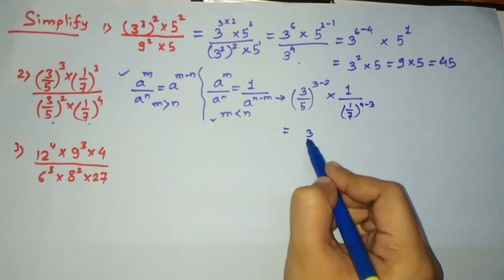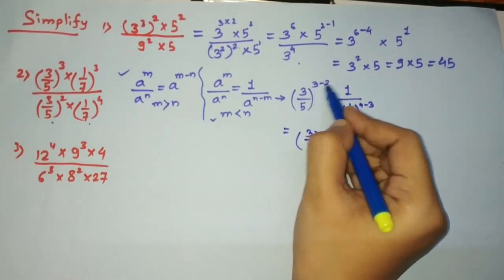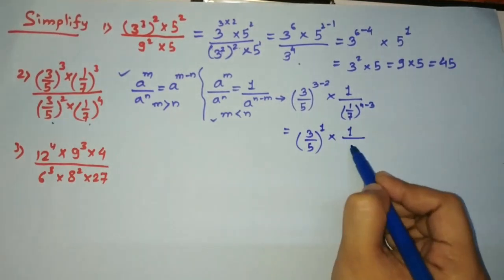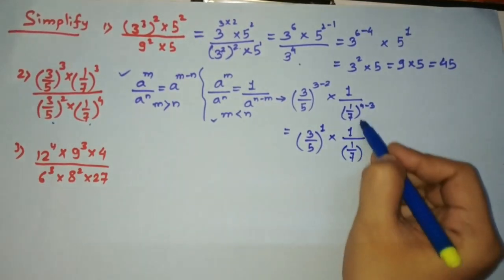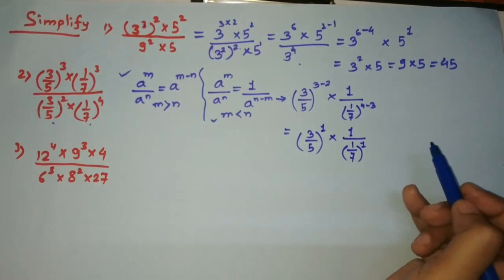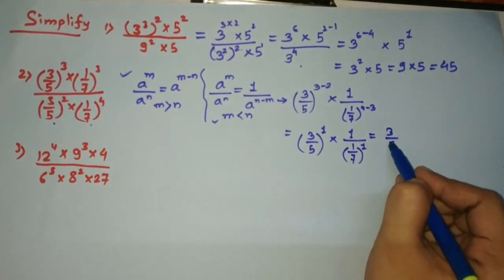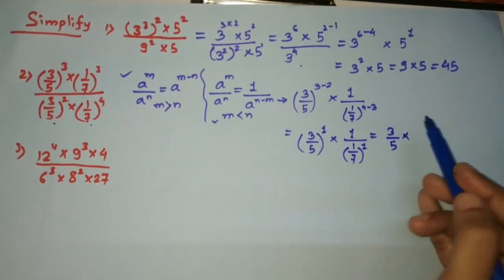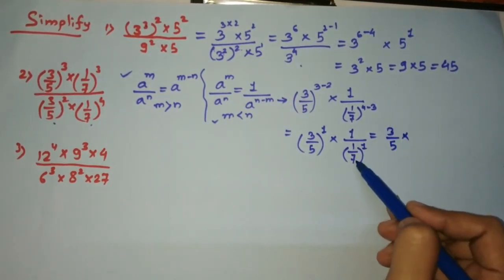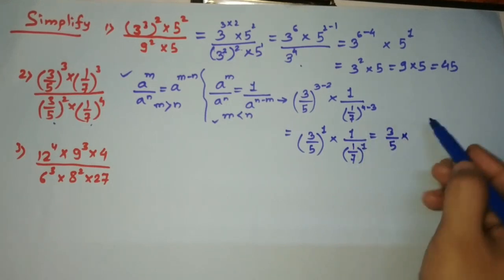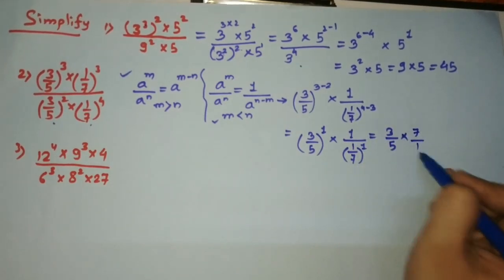So we'll get 3 by 5 to the power 3 minus 2, that is 1, multiplied by 1 upon 1 by 7 to the power, again 4 minus 3 is 1. So now friends, 3 by 5 to the power 1 is just 3 by 5, multiplied by 1 by 7. If I want to take it to the numerator, it will become 7 by 1.